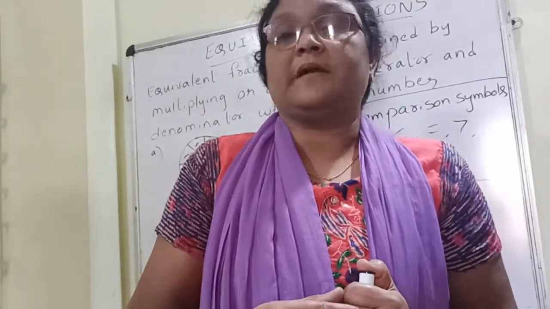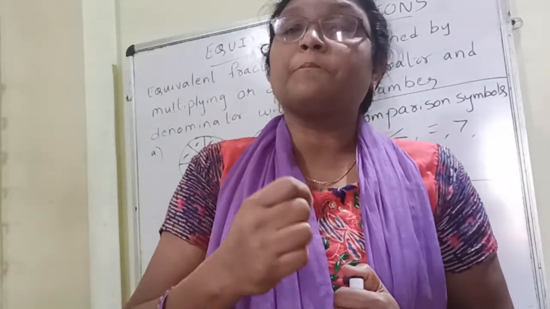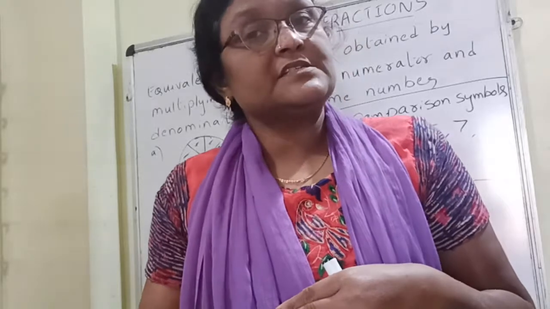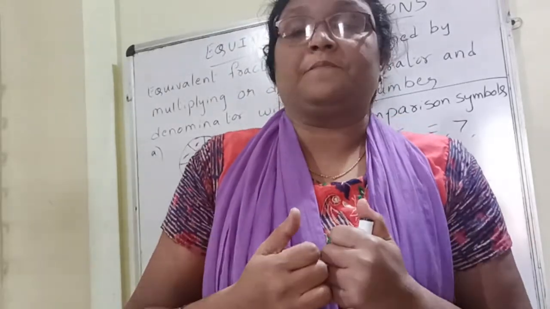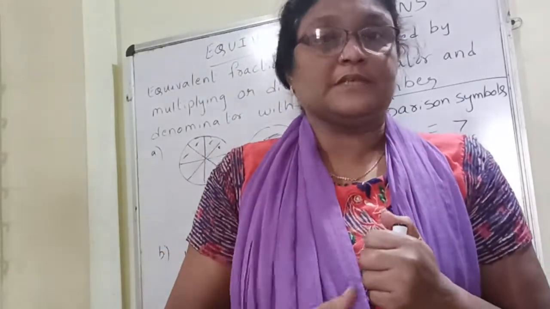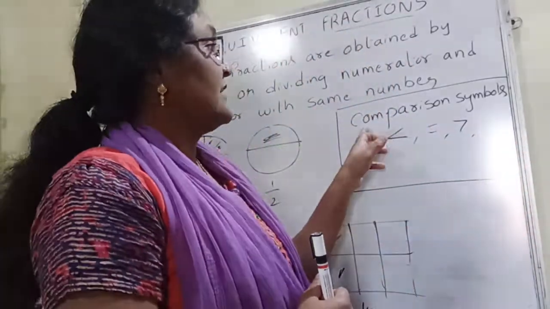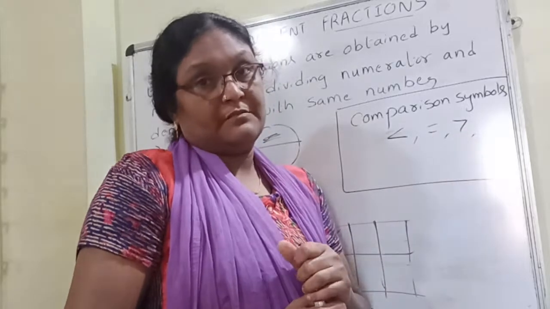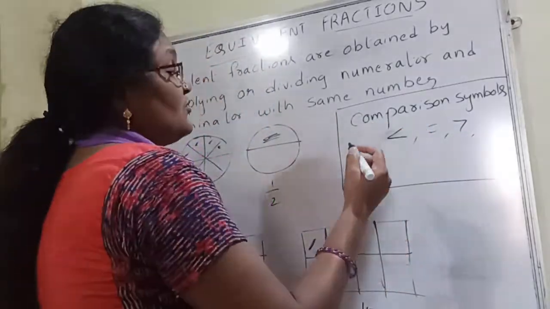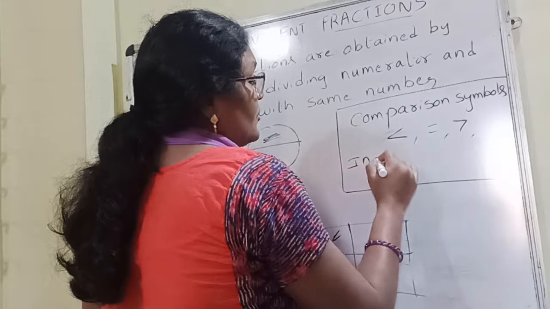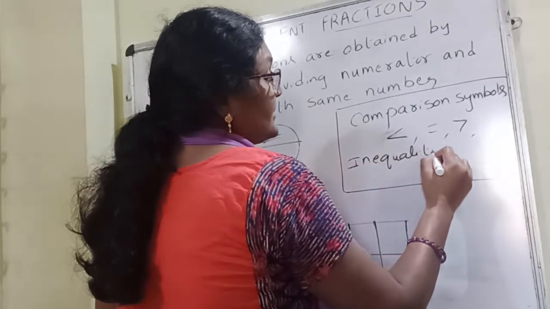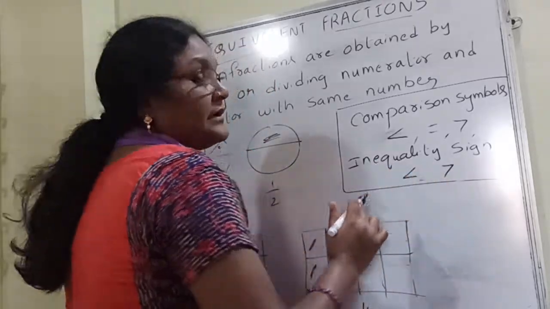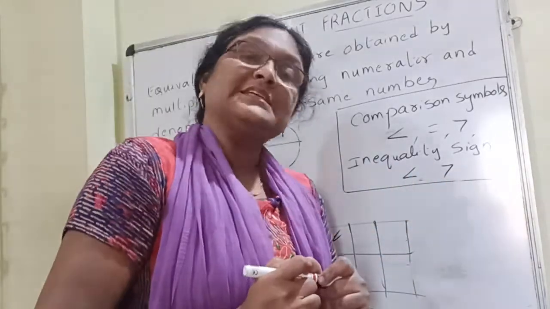Now in mathematics, in fractions, how will you compare two fractions, that this fraction is greater and this fraction is smaller, or both are the same? So we will use a few symbols that you may know. What is that? Comparison symbols are less than, equal to, greater than. What are inequality signs? Inequality signs mean they are not equal. So we will use only the less than or greater than symbol as inequality signs.